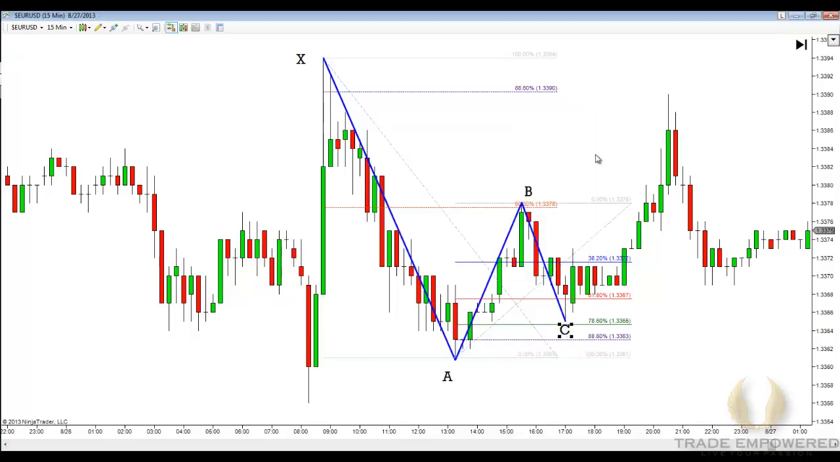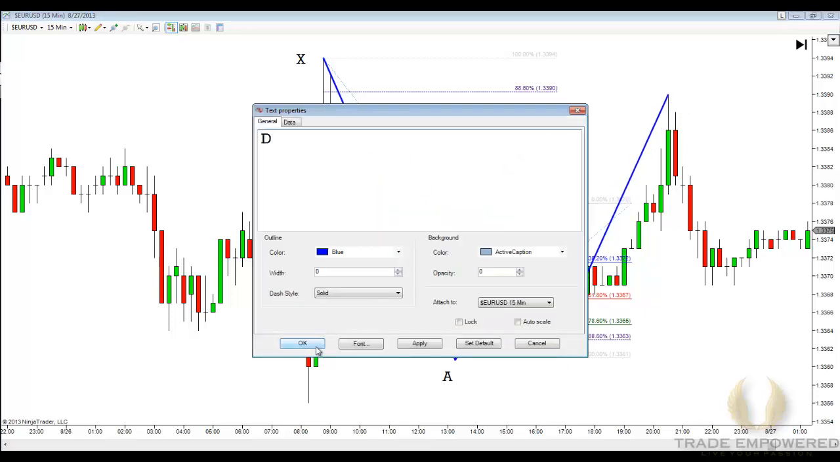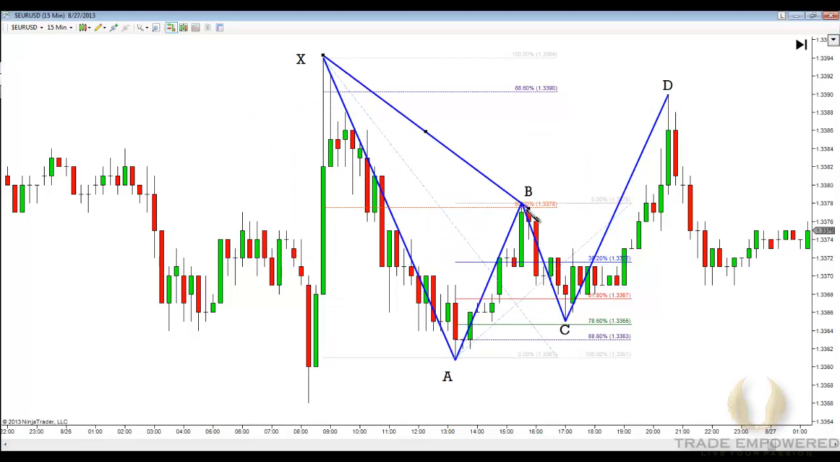And for my D completion, I'm looking for price action to go right up into this 886. And you can see that in this case, it looks like we just get up to it. Give me a valid D leg, and therefore a valid bat pattern.